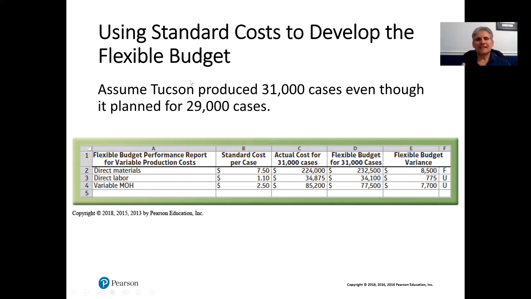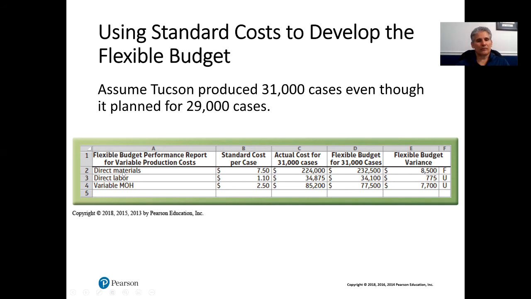So now this is into the first month or two or whatever it is. Now we're in the production process, and we've actually produced 31,000 cases. We thought we were going to produce 29, but we ended up producing 31. So we're going to use the flexible budget to really determine whether we met standards or we met our objectives.